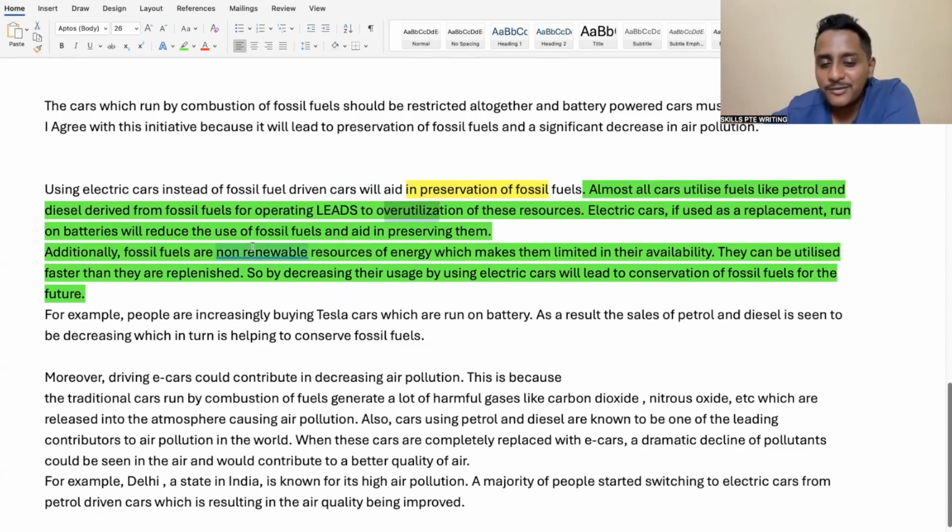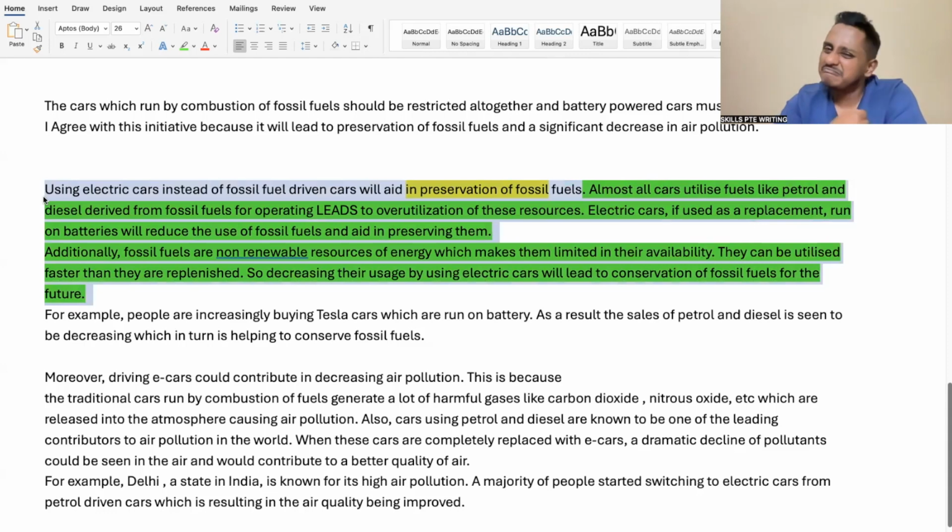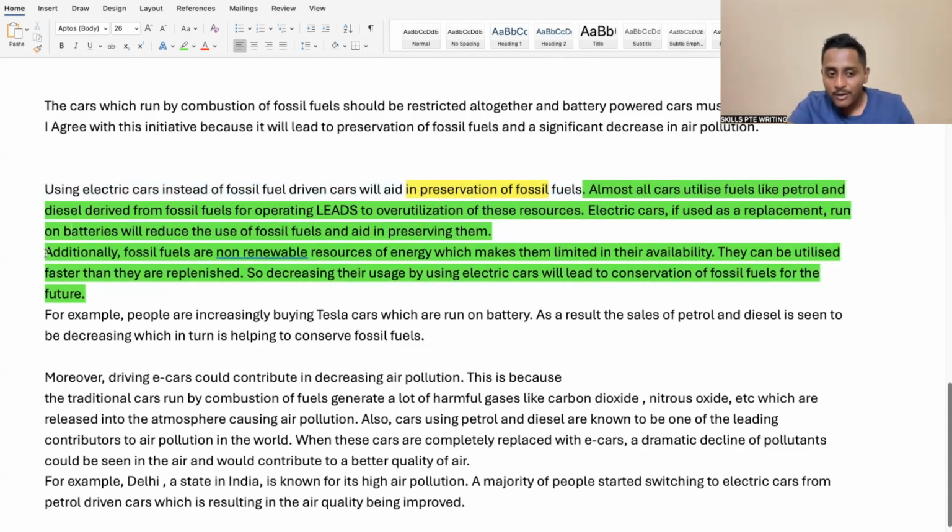But additionally, fossil fuels are non-renewable energy resources, which makes them limited in their availability. They can be utilized faster than they are replenished. So by decreasing their usage by electric cars, by is wrong. Decreasing the usage will lead to conservation of fossil fuels for the future. I'm not completely okay with this style of writing because it's like a rubber band. We're expanding it, expanding. All these could have been written not in additionally, but in the example.